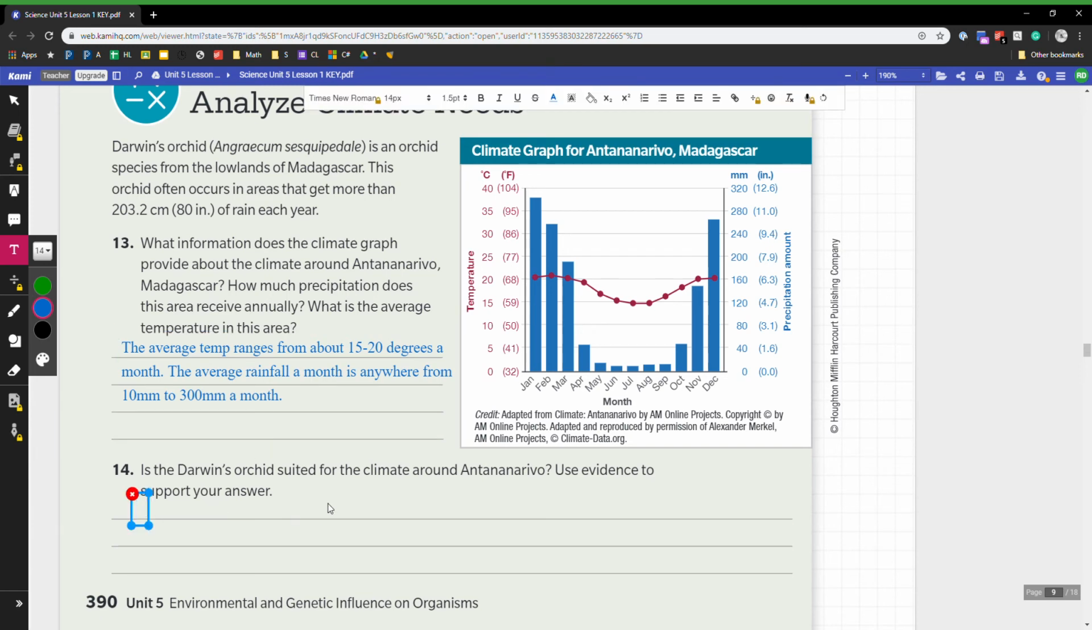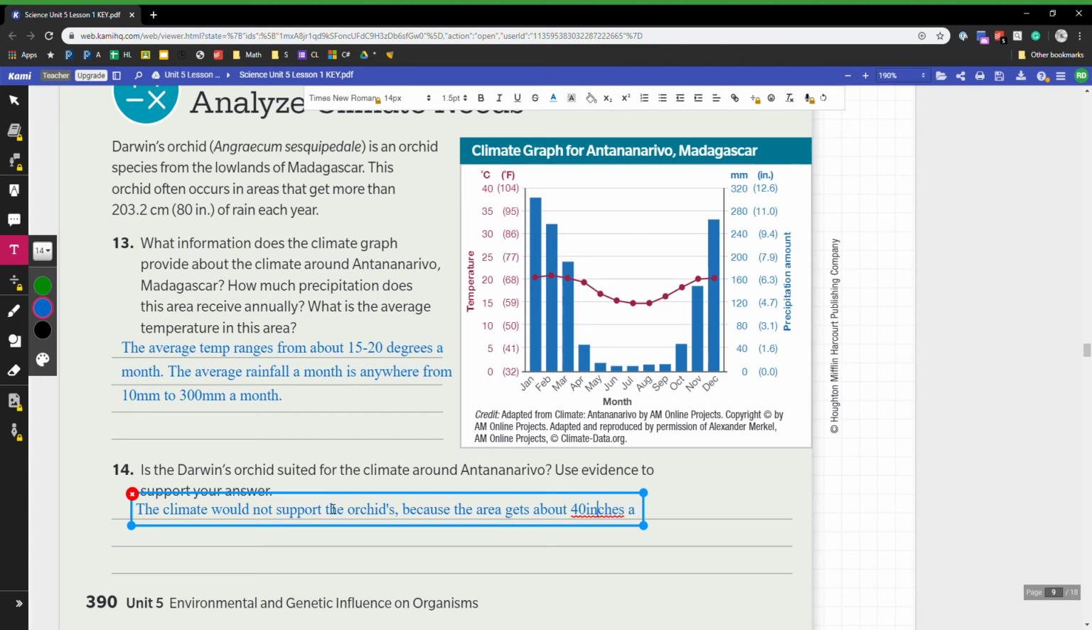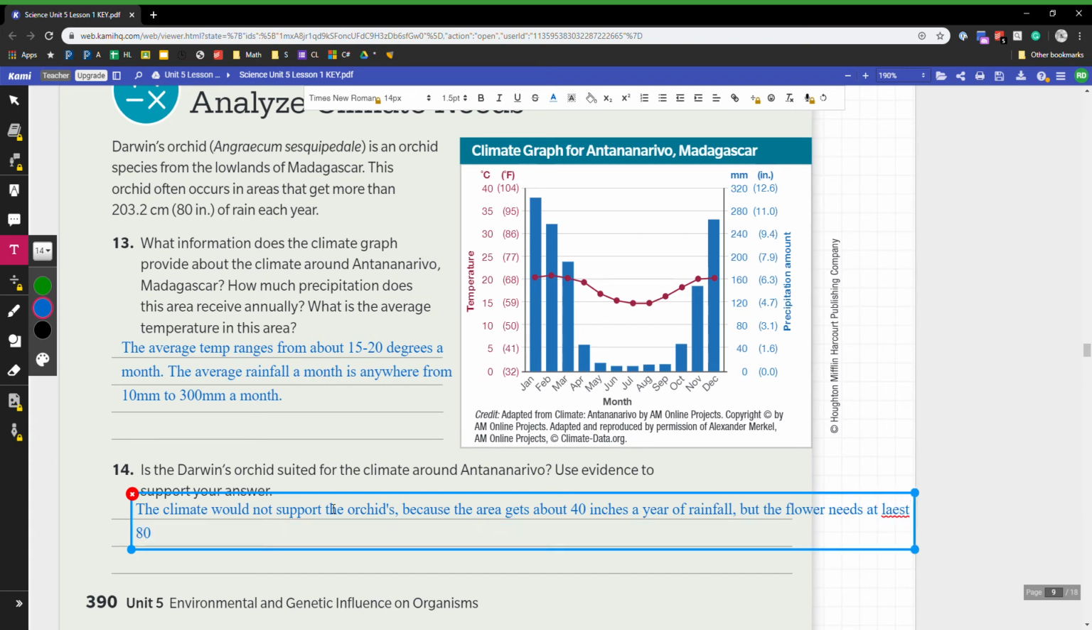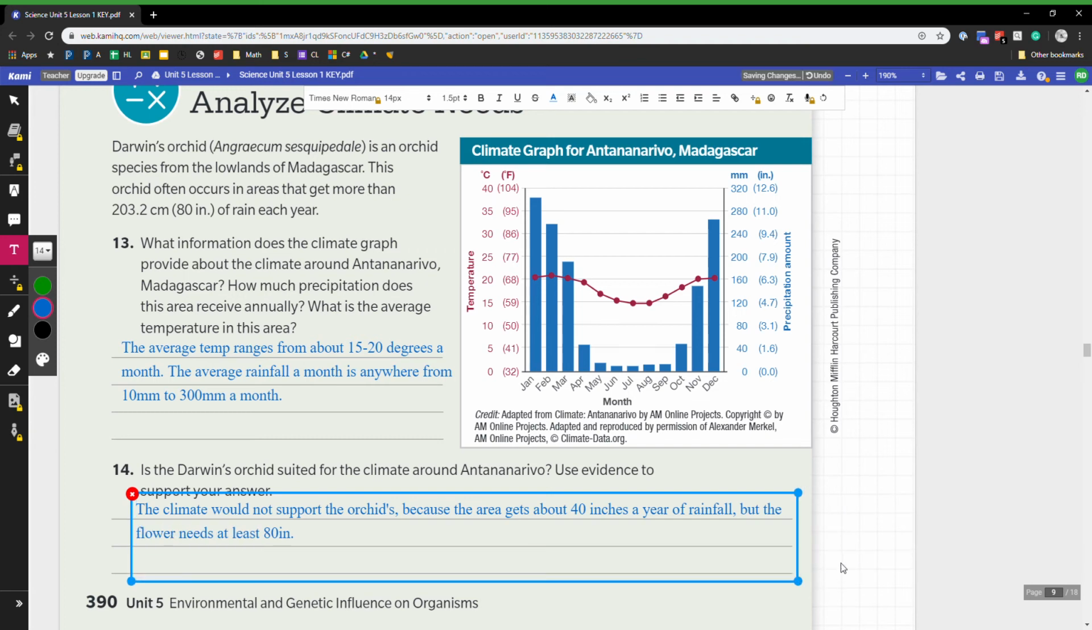So I would say that climate would not support the orchids because the area gets about 40 inches a year of rainfall, but the flower needs at least 80 inches. Okay.